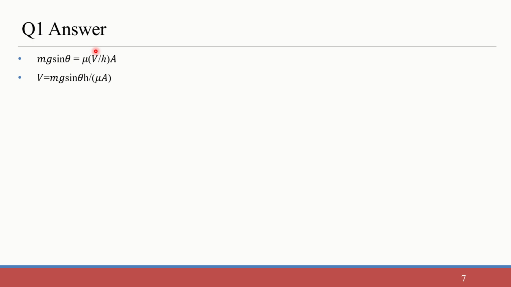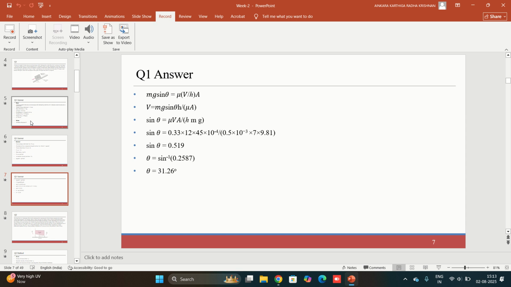So we are just keeping the sine theta on one side and taking the rest of the terms to the other side. So sine theta is equal to mu into V A divided by H into m into g. So we are taking this mg from here and putting it in the denominator on the other side. So we are getting the value for sine theta. So now we are substituting everything over here. Okay, V is 12 meter per second, not 25. So yeah, was it given correctly in the question?